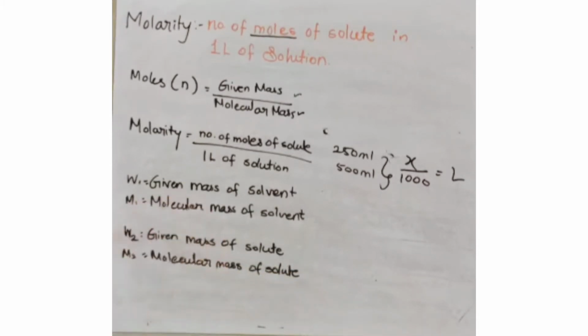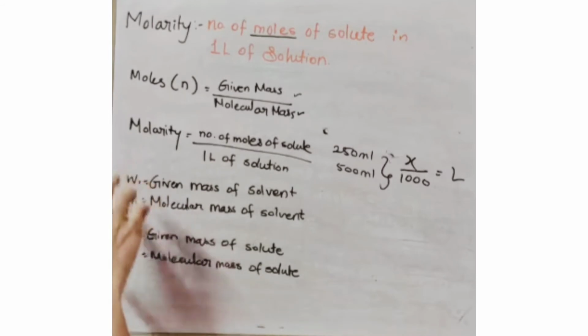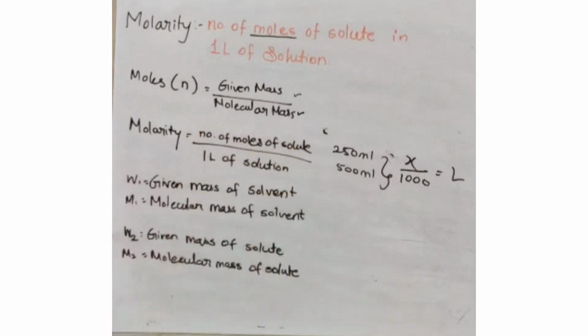Now we have divided and denoted with the equation: W1 as the given mass of solvent, M1 as the molecular mass of the solvent, W2 as the given mass of solute, and M2 as the molecular mass of the solute. So we have this equation. Now we want to put this denoted sign in the number of moles of solute.